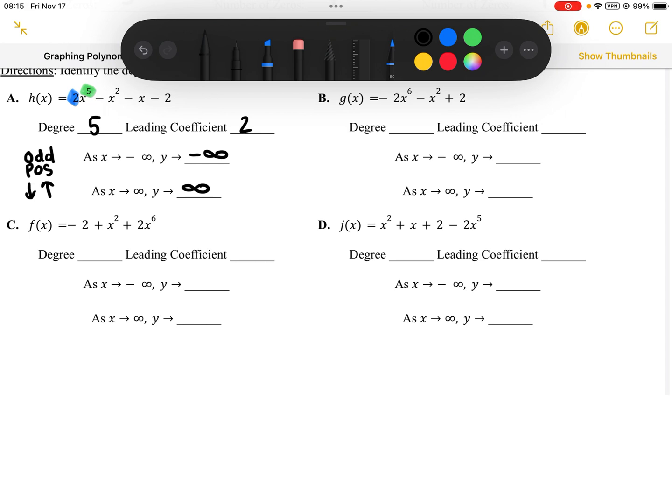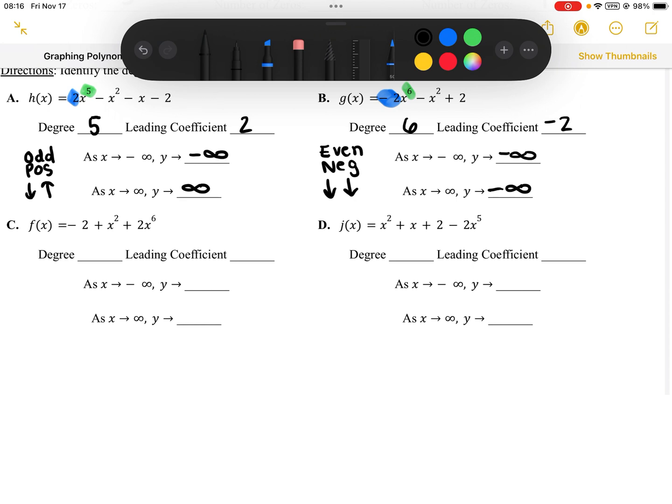For B, I have negative 2x to the 6th minus x squared plus 2. I'm going to go ahead and look at my degree first. My degree is my highest power. Highest power here is 6. Leading coefficient, number in front, that's going to be negative 2. My degree is even. My leading coefficient, negative. So even means they're going in the same direction. So here, they're both going downwards. So that means my y values are going to go towards negative infinity.